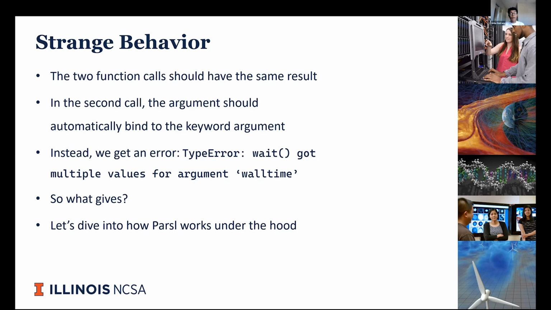But if we run this with this Parsl decorator, we get a type error saying we got multiple values for the argument wall time. This essentially means we're getting two separate values for the same argument wall time. But why is this really happening?